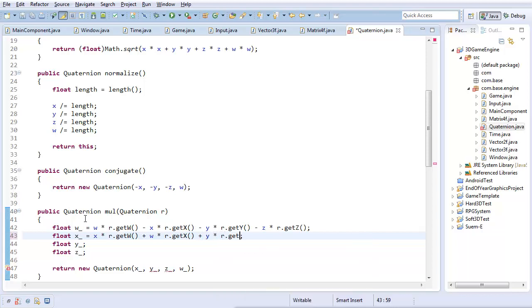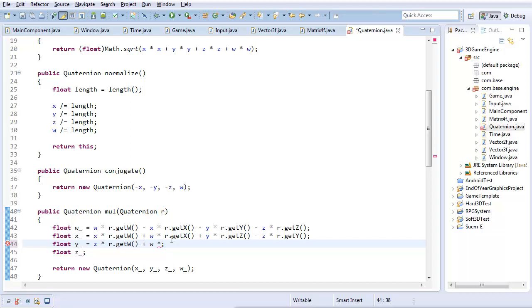y times r dot get z plus z times r dot get y. There we go, if I can type it. There. W is, let's see, z times r dot get w plus r dot, wait a second. Yes, now this should be minus, because those equal, I believe, a negative imaginary number. So, yeah. This is why quaternion multiplication is weird. Anyways, plus w times... Wait, is this w?